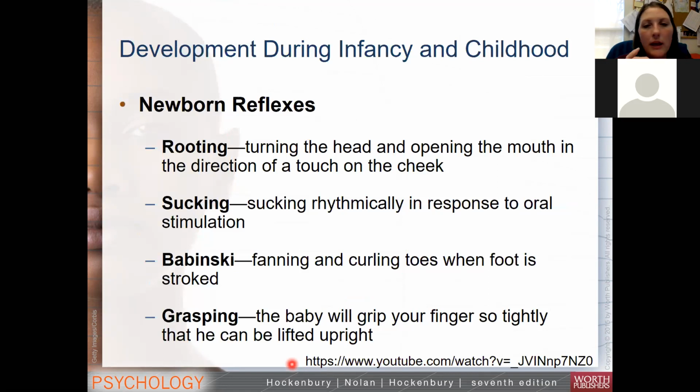So rooting is a basic instinct for the baby to know how to survive. Rooting is when you brush, and let me just warn you, if you know somebody with a newborn baby and you want to try this out, clear this with them first, just because it's always a good idea.